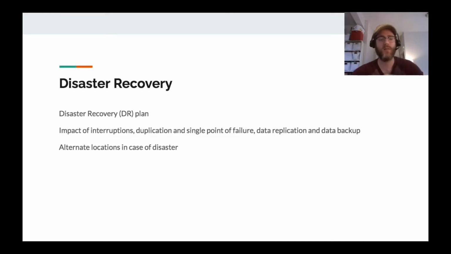Disaster recovery. If you have servers, you want to have a disaster recovery plan, a DR plan, that says if everything blows up, what do we do? Do we have the data stored off-site? Do we have another site that we can stand up in case of an emergency? So backups and eliminating the single point of failure, having alternate locations in case of a disaster.